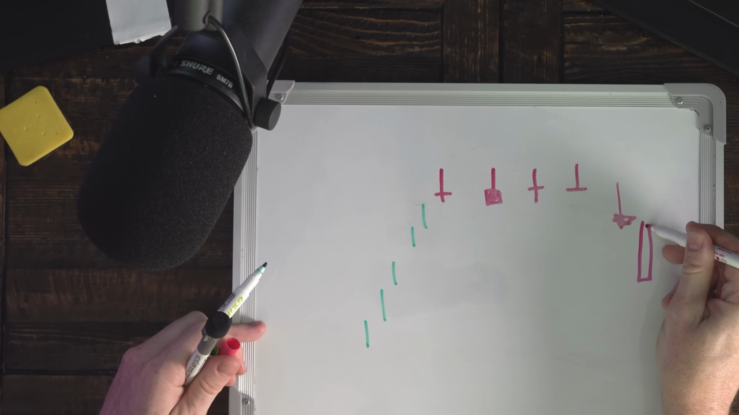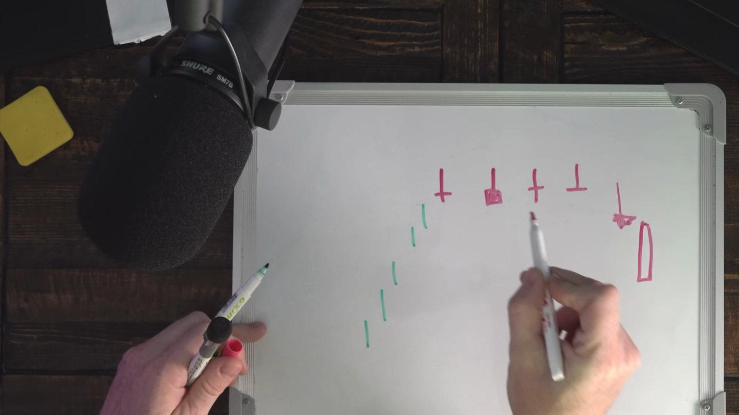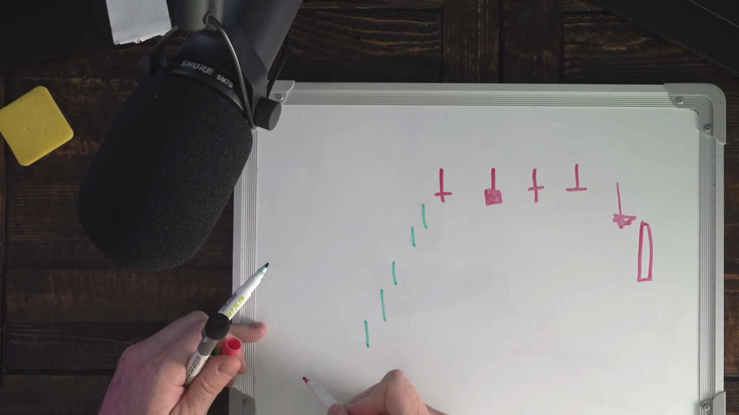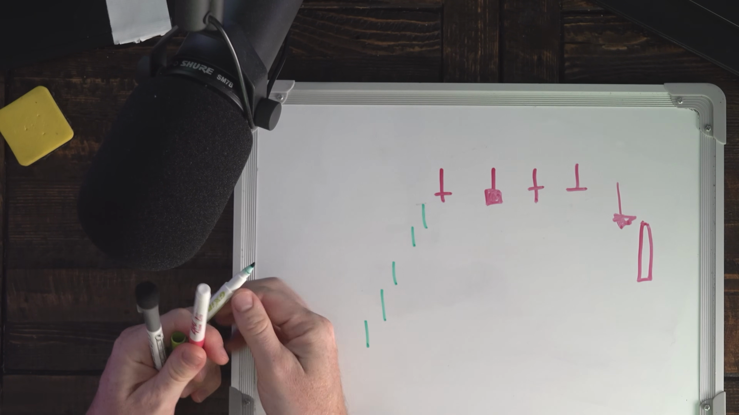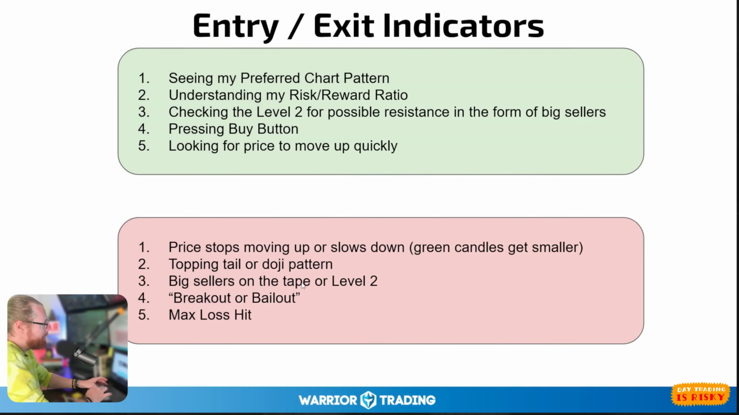Learning how to exit sooner is going to be a skill that you'll want to master. Get in a little sooner, get out a little sooner. Take your profit. You've got to pay yourself. All right. So if I see big sellers on the tape or on the level 2, that can also be an indicator to exit. I try to follow the philosophy of breakout or bailout. When I get in, I want to see the price moving up like right now. And if I don't, I've got to get out. And certainly if my max losses hit, I'm going to exit.